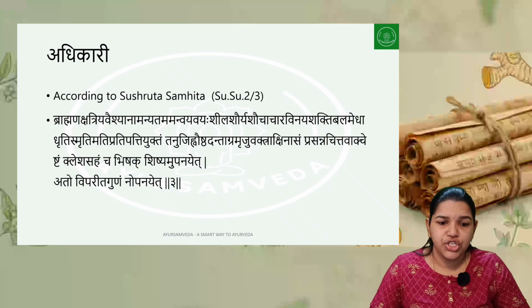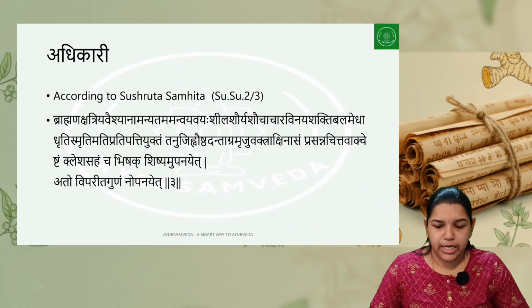Brahmana, Kshatriya, Vaishyanam, Anyatamam, Anvayavayaha, Shila Shaurya, Shaucha, Achara, Vinaya, Shakti, Bala, Metha, Dhriti, Smriti, Mati, Pratipatti, Yuktam, Tanu Jihva Oshta Danta Agram, Rijuvaktra, Akshinasam, Prasanna Chitta Vakcheshtam, Klesha Sahamcha, Bhishak, Shishyam Upanayet, Ado Viparida Gunam Na Upanayet.